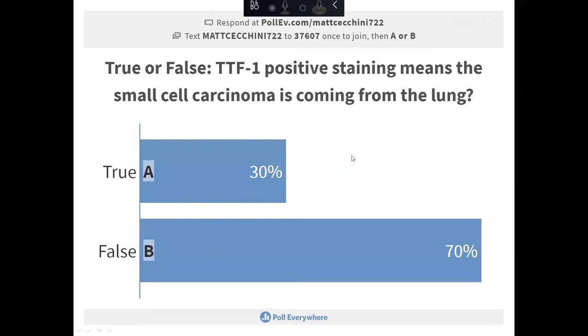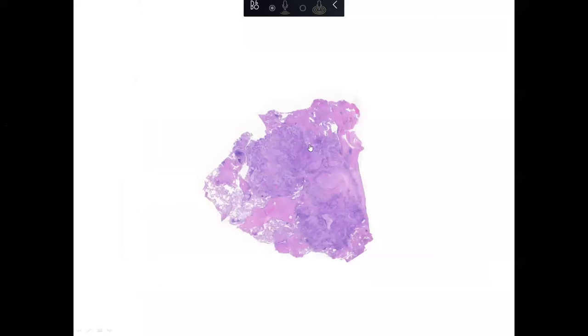Perfect, good, yeah, so that's false. Any small cell carcinoma can actually express TTF1. If you have a small cell carcinoma coming from the GYN tract or from the GI tract, they can all be positive for TTF1. So that doesn't actually tell you it's coming from the lung. This is an important pitfall that you should be aware of. Great job. That was our previous case of small cell lung carcinoma.